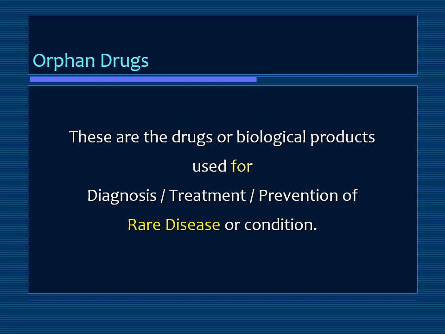Orphan drugs. Obviously, these are drugs in active form, but these drugs are used for rare diseases or rare conditions. That is why they are given the title of orphan drugs. So either for treatment, diagnosis or prevention of rare diseases, these orphan drugs are used.